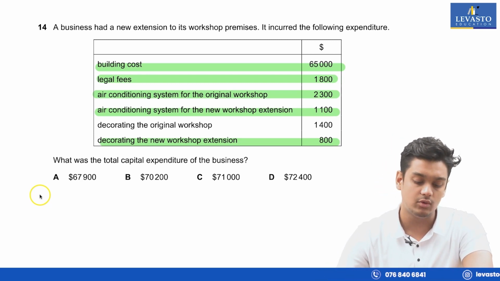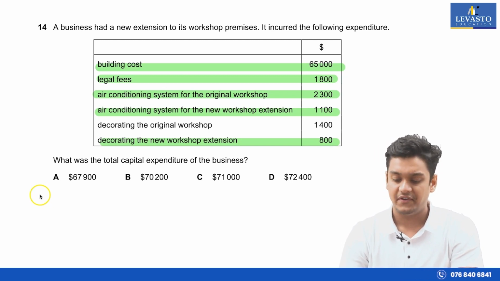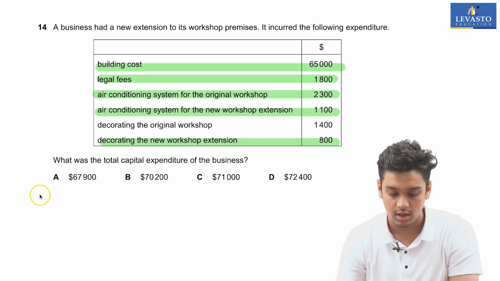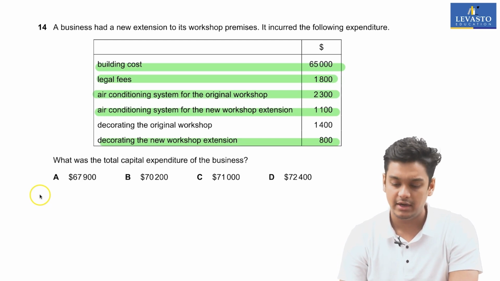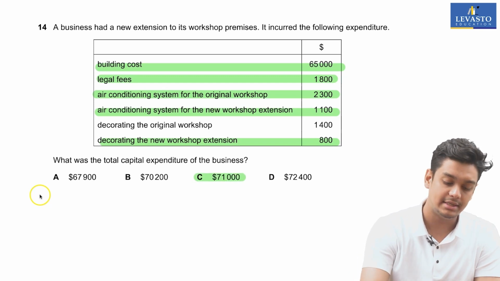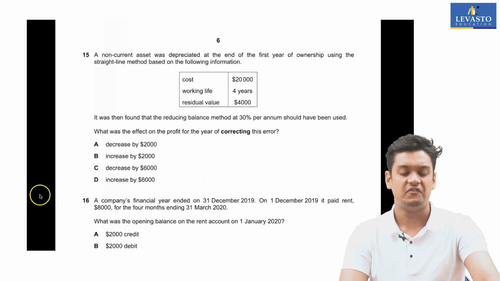So I have to add everything that is highlighted. 65,000 plus 1,800 plus 2,300 plus 1,100 plus 800 would give me a grand total of 71,000, which is C. The answer is C. 14 MCQs done. 15th MCQ.